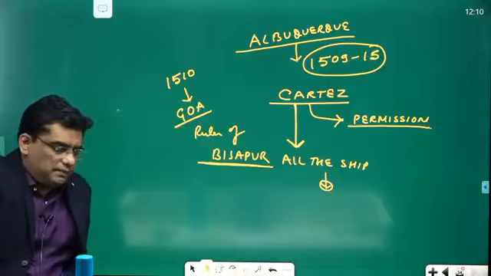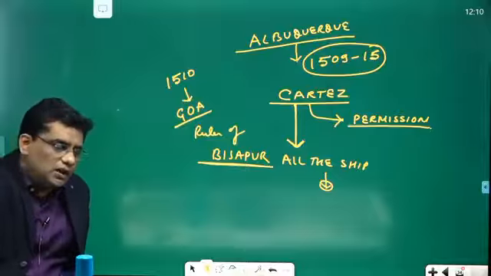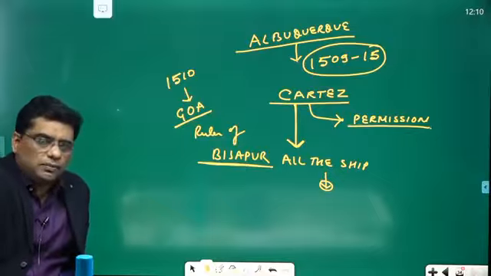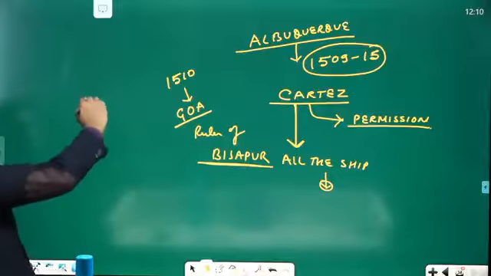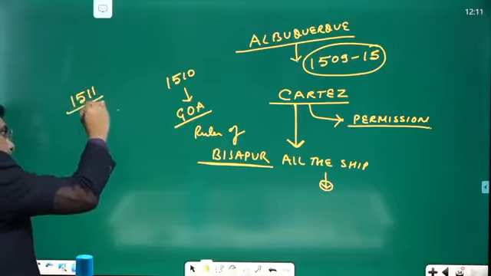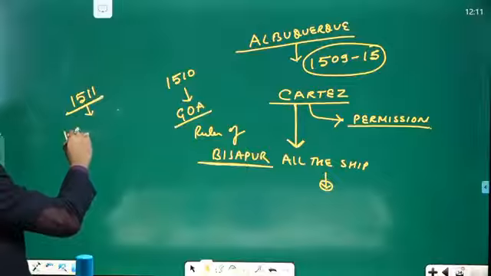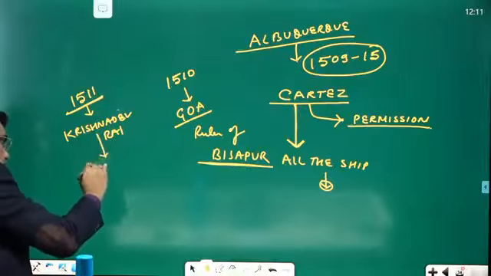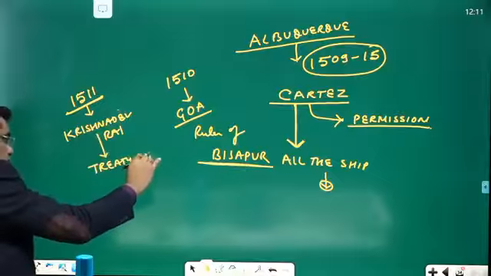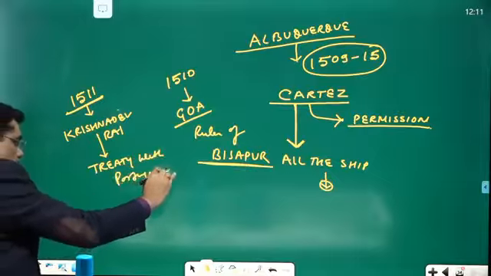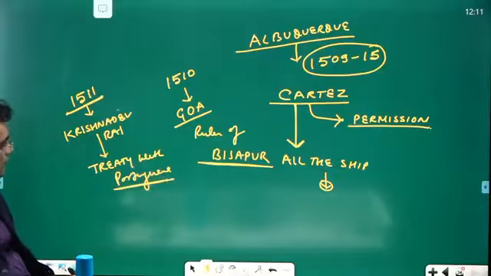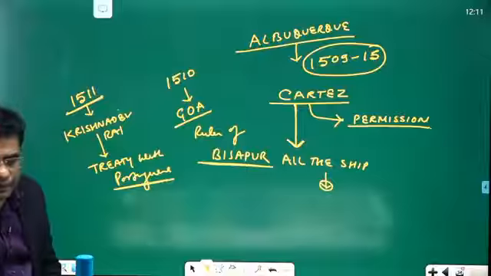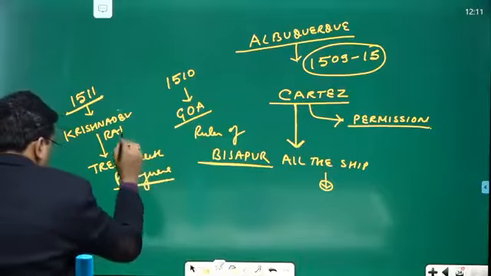When Albuquerque was here, in southern India there was a great ruler, the greatest ruler of the Vijayanagar Empire. His name was Krishnadeva Roy. Krishnadeva Roy concluded a treaty with the Portuguese. Krishnadev Rai was the greatest ruler of India at that time.